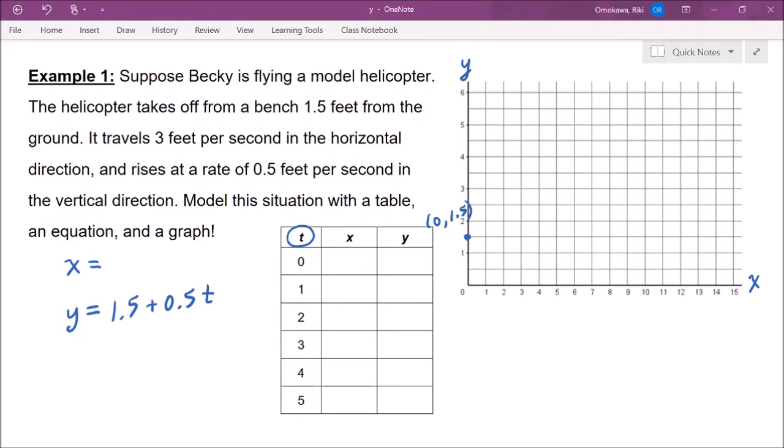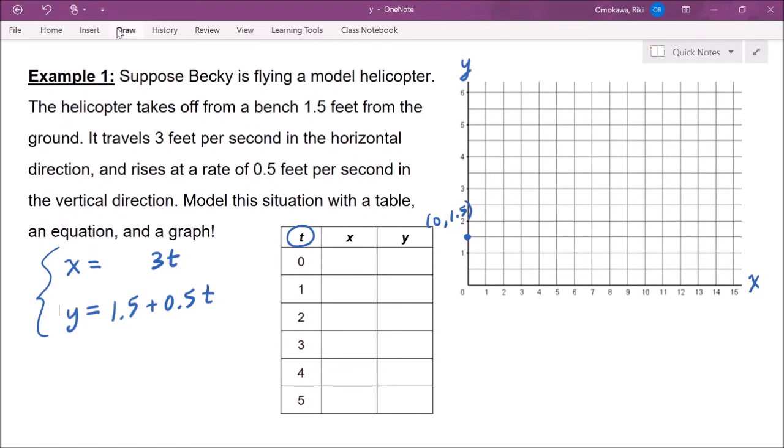And then the horizontal movement, it travels 3 feet per second in the horizontal direction. So again, it doesn't tell us where it starts horizontally, so we'll just start it at 0 horizontally, plus 3 feet per second, so we're adding 3 to the x position per second, so 3 times t. Now, of course, if it's starting at 0, we're just adding 0, so we don't really need that, so we could just say x equals 3t. And now we've got our equations that model the motion. And we can use the equations to get the table and the graph.